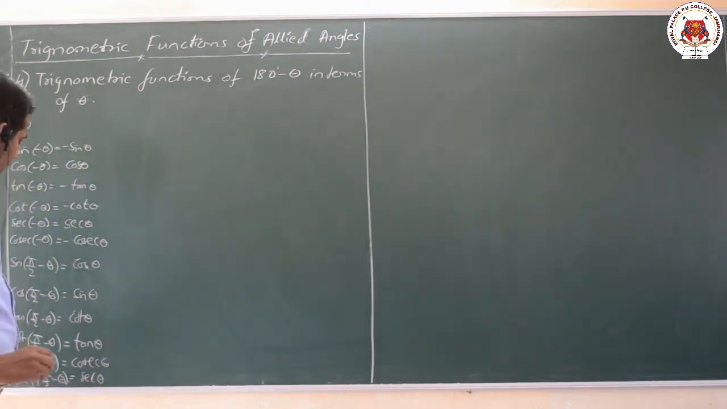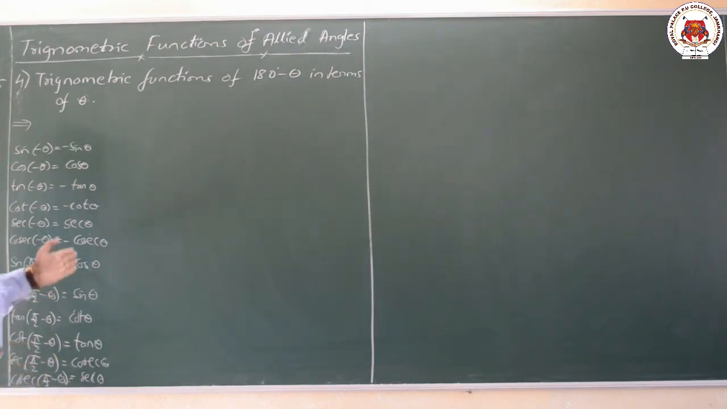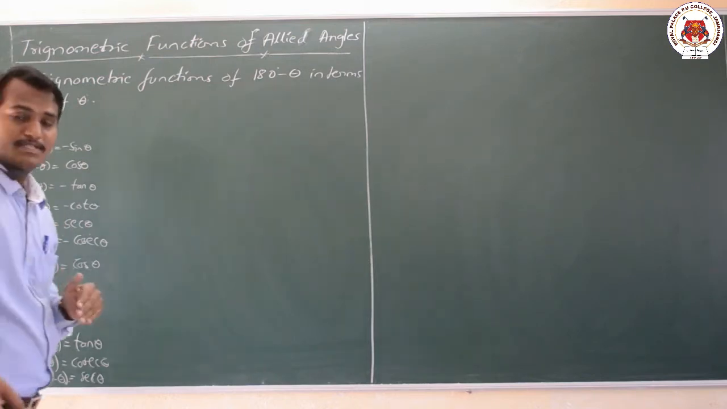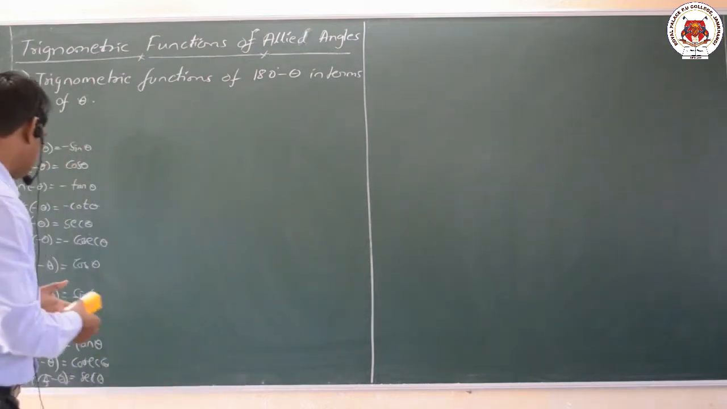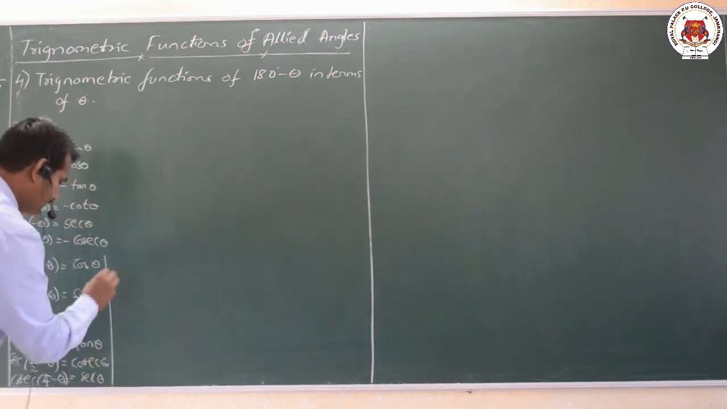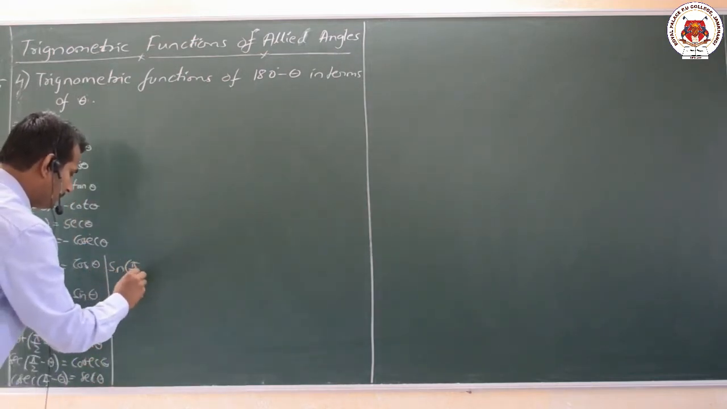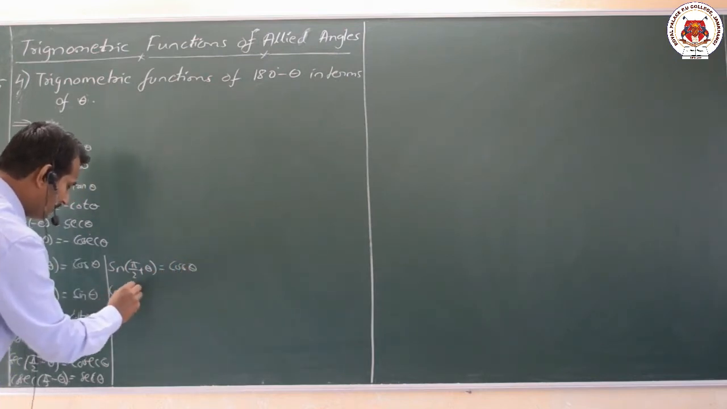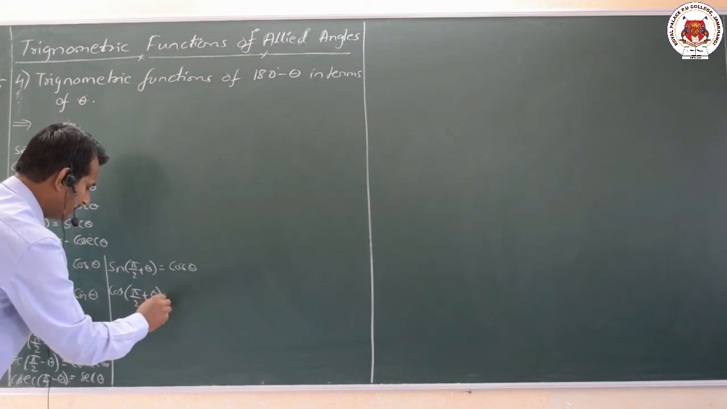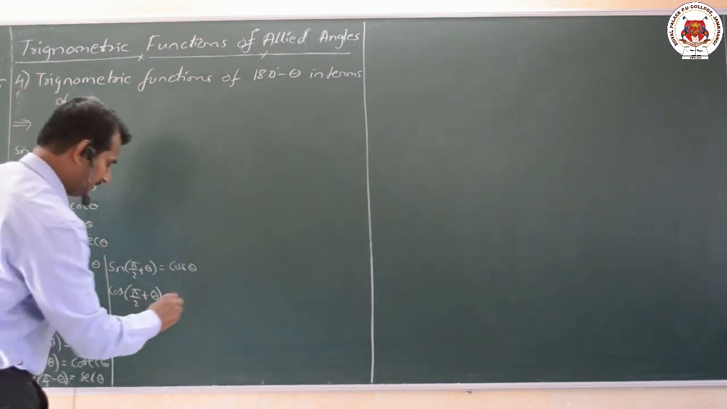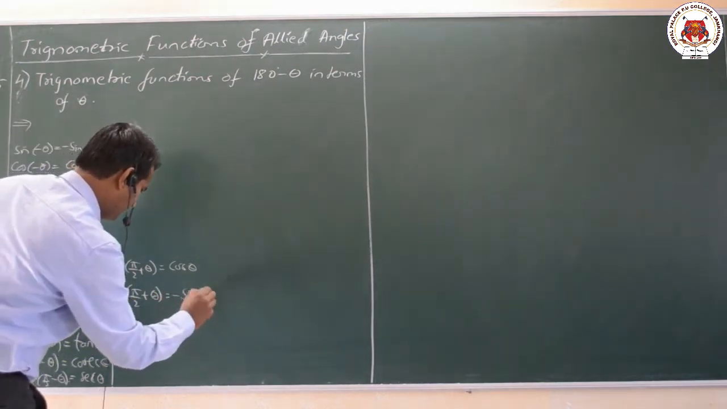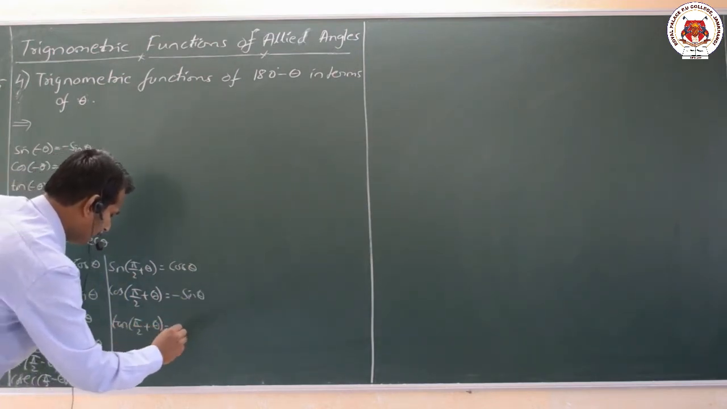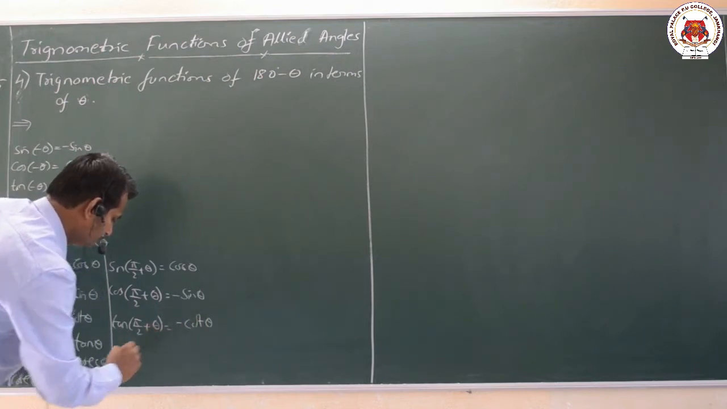Okay dear students, these are all about pi by 2 minus theta, and we had also learnt about pi by 2 plus theta. Now I will explain what happens in pi by 2 minus theta as well as pi by 2 plus theta. Let us see the difference here. Sine of pi by 2 plus theta, the value will be cos theta, positive. Then cos of pi by 2 plus theta: in the second quadrant cos is negative, so it is minus sine theta. Then tan of pi by 2 plus theta is minus cot theta.